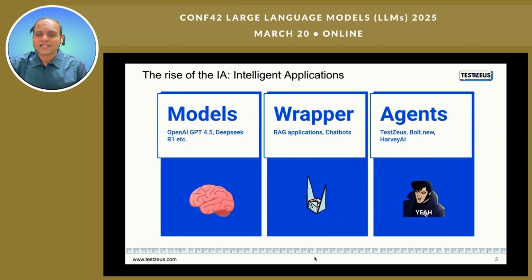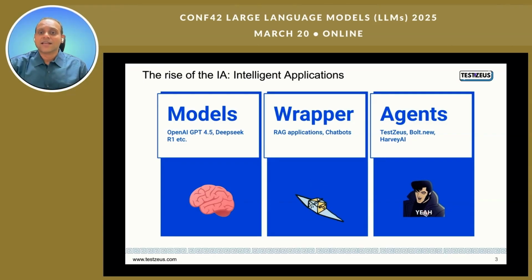First and foremost, let's look at the rise of the IA or intelligent applications. So, for example, large language models themselves, examples like OpenAI's GPT 4.5, DeepSeek R1, and other LLMs tend to behave in an intelligent fashion. The second bucket is about RAG applications, retrieval augmented generation, or even chatbots, which are wrappers on top of these models.